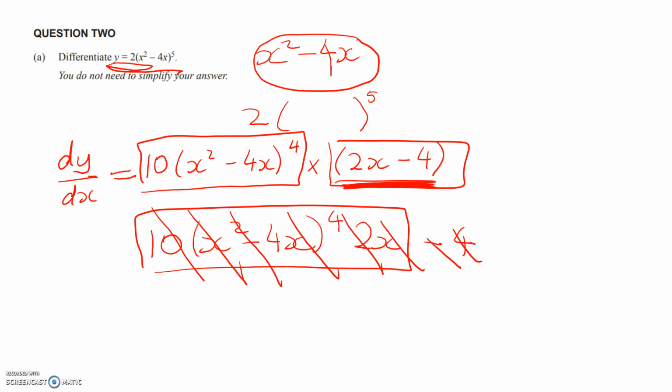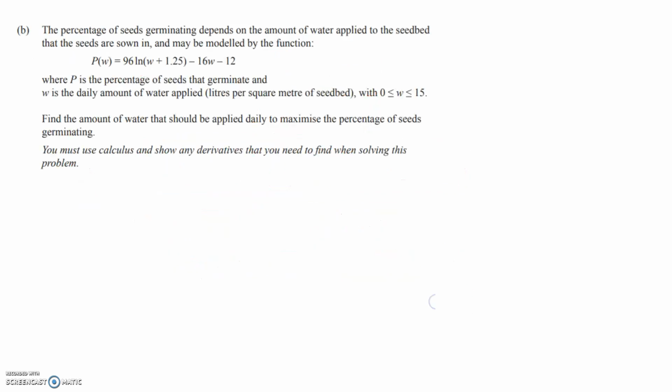All right, after that little lecture, on to question B. We've got a percentage of seeds germinating, and it depends on how much water they're getting in the seed bed. And we've got a model for that function, right? So a real life question, P is the percentage of seeds that germinate, and W is how much water is applied. And we can put on between 0 and 15 litres of water. And if you want to, you can grab your graphics calculator and graph that function to see what it looks like. We've got to find the amount of water that should be applied daily.